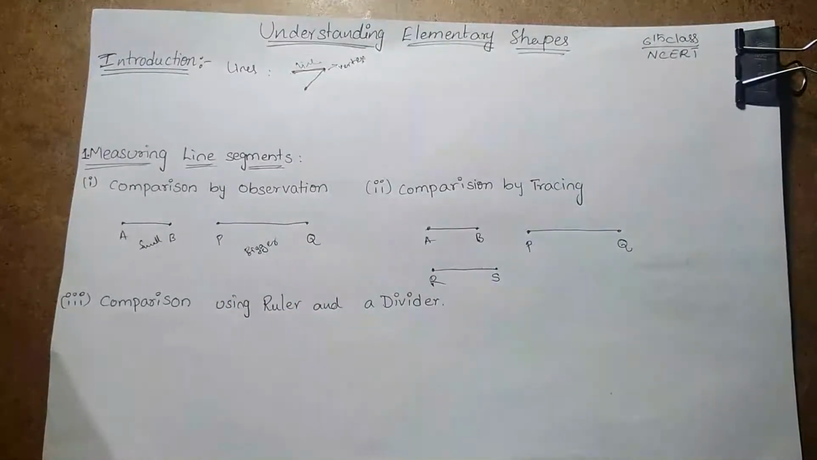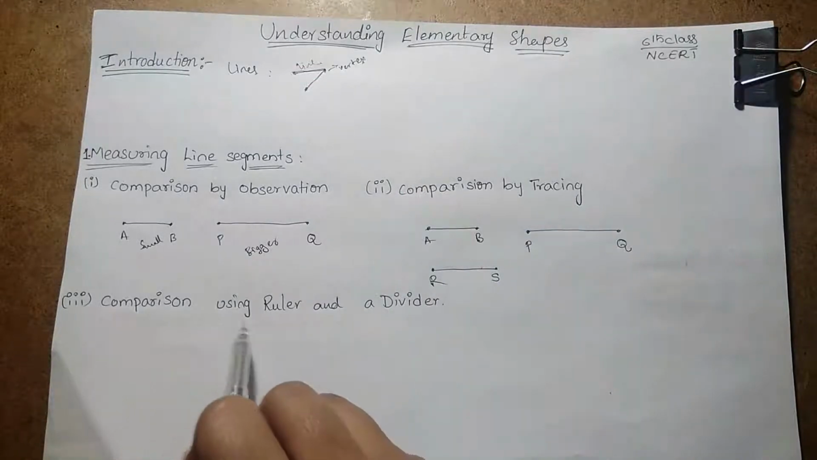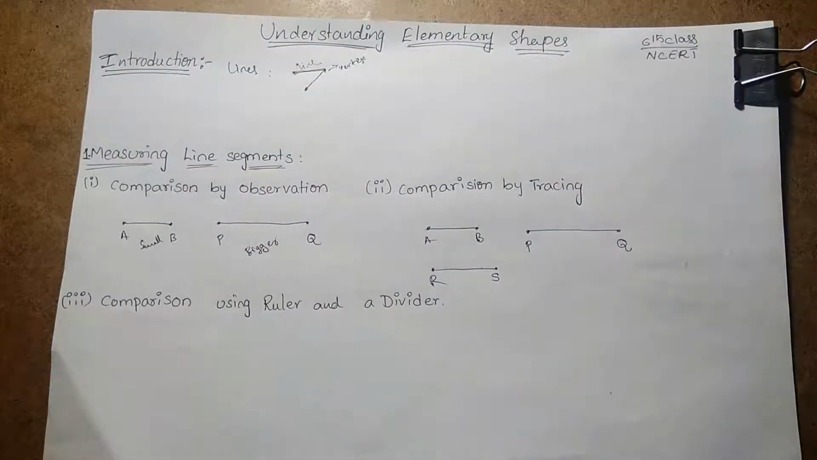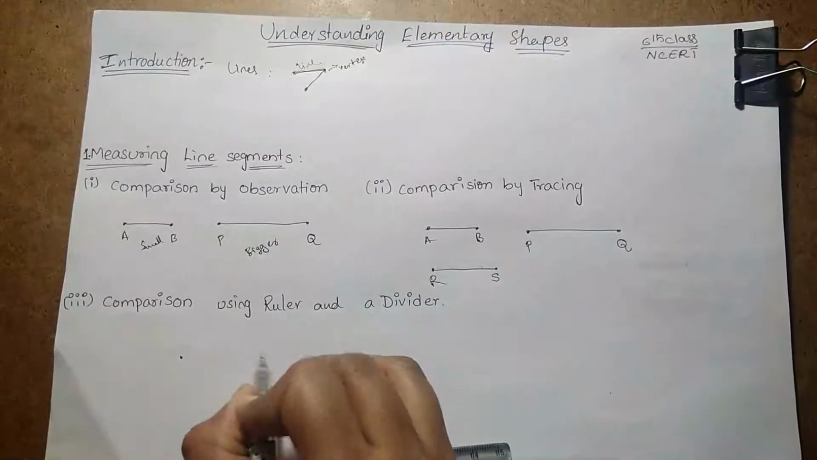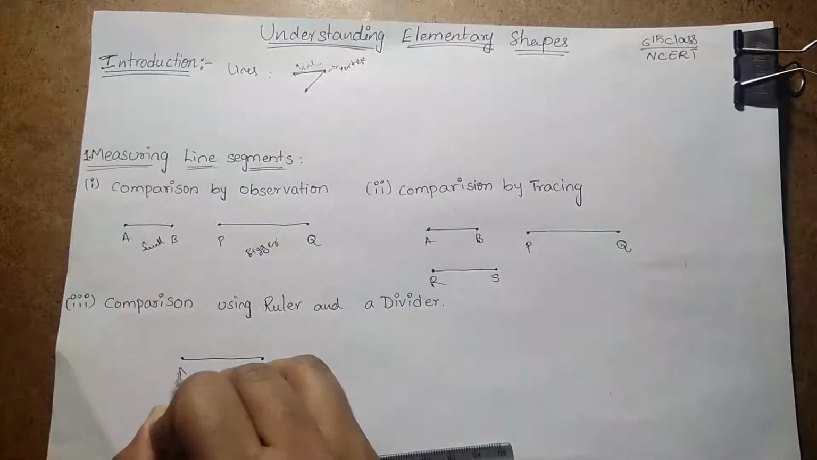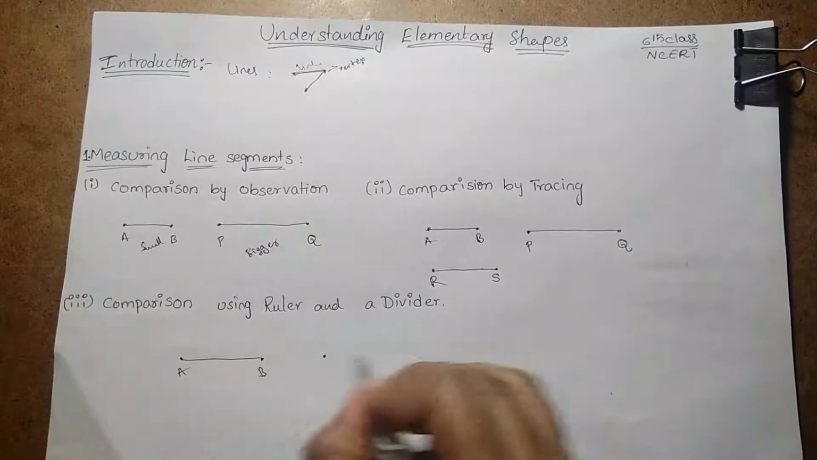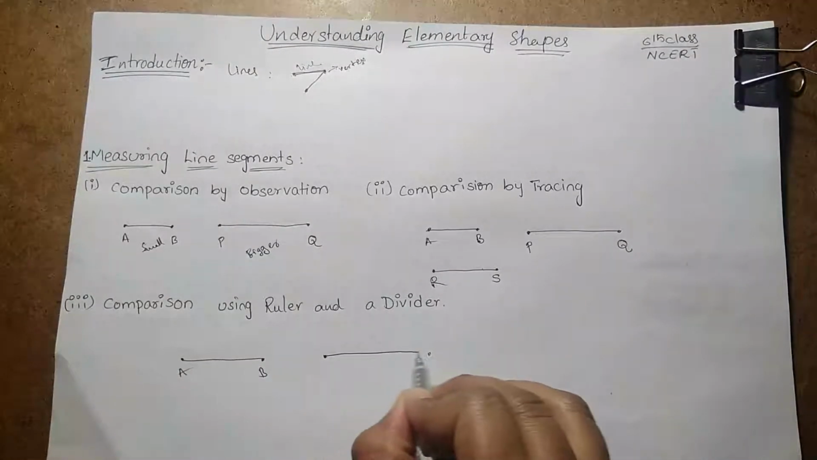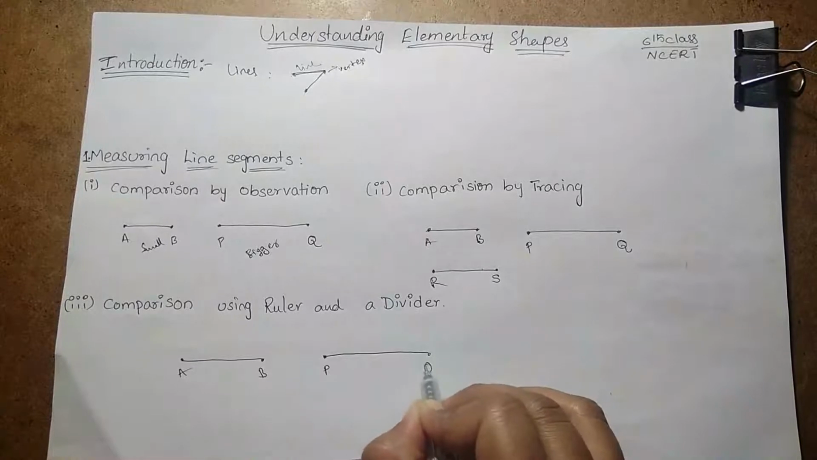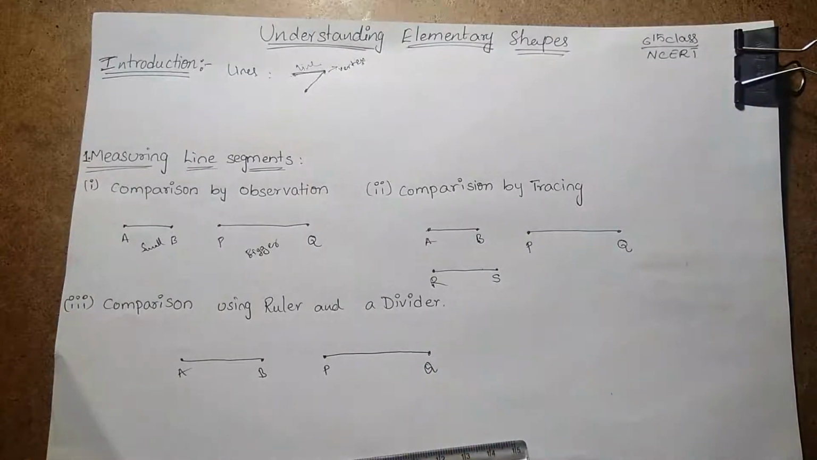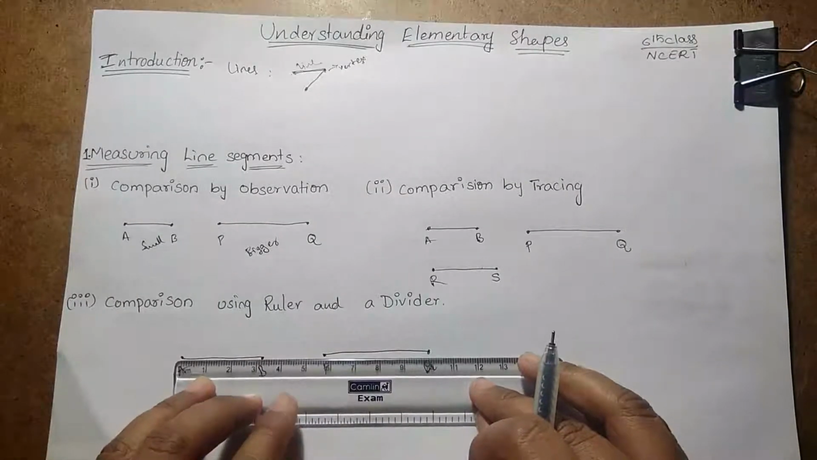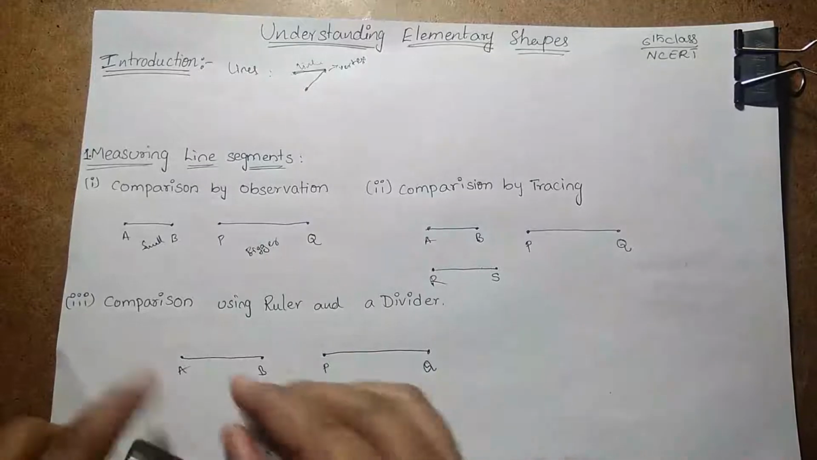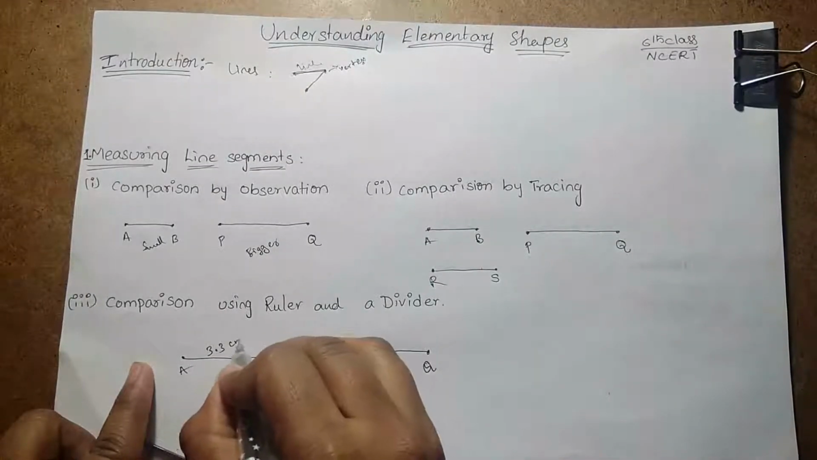Next, coming to the third one, comparison using ruler and divider. So here, if you take similar lines AB, I am writing it a little bigger for understanding purposes. This was the PQ. So now we have to tell using the ruler first. See here, this was 3.3. So this was 3.3 centimeters.